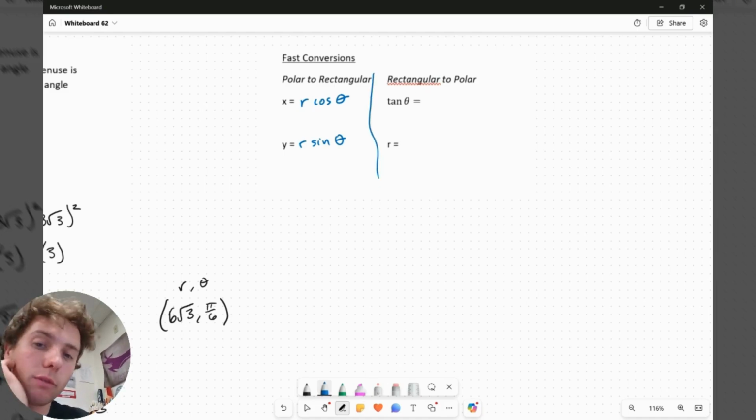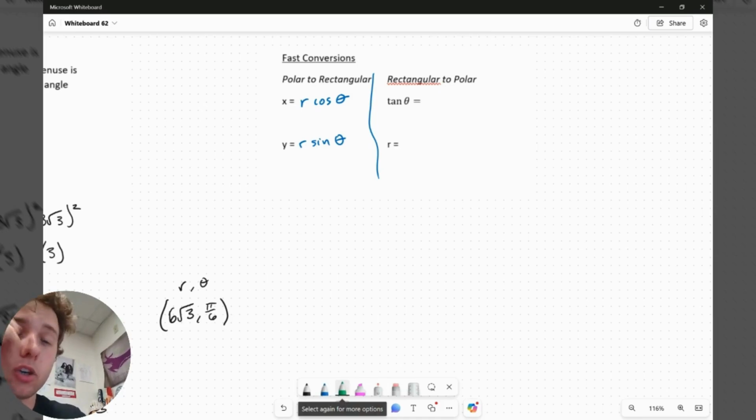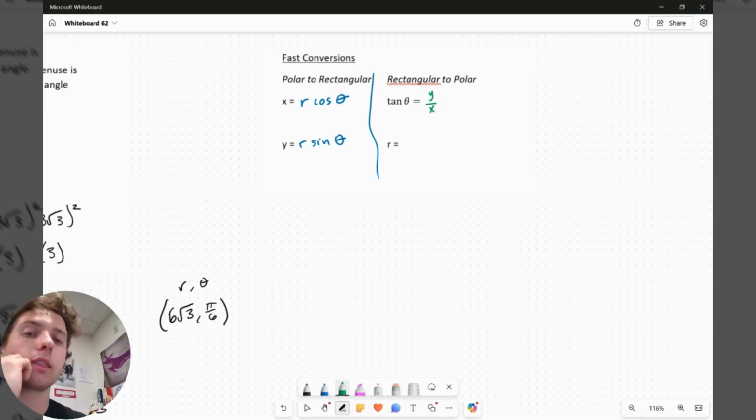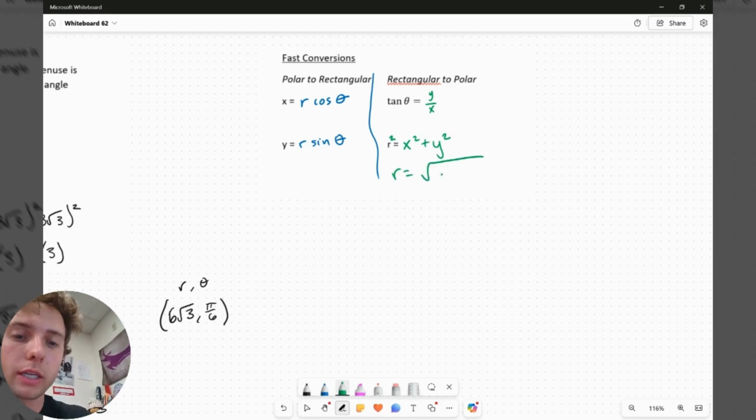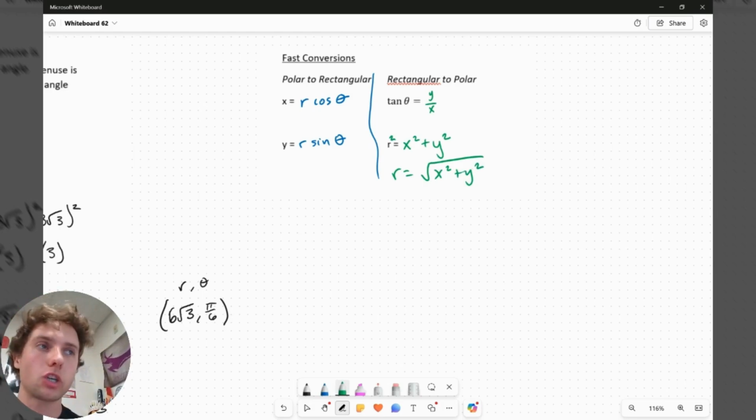If you want to go in the reverse direction, rectangular to polar form, we said tangent theta equals y over x. We found the theta value utilizing that, really taking inverse tangent to get theta by itself. We also saw that r squared equaled x squared plus y squared. In other words, r equals the square root of x squared plus y squared. And we did limit it to just the positive case in these problems.